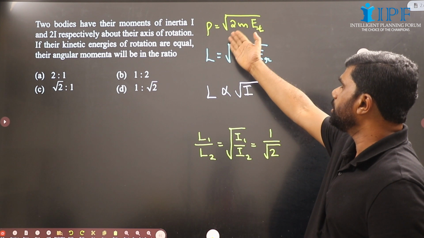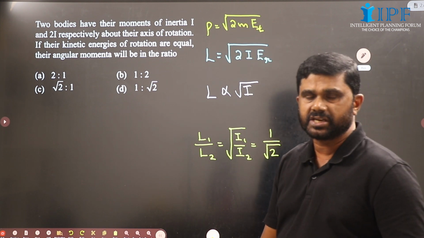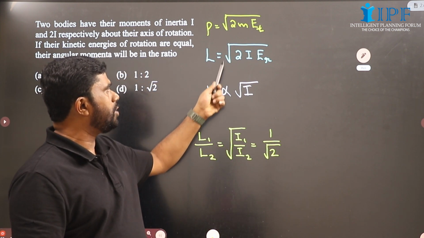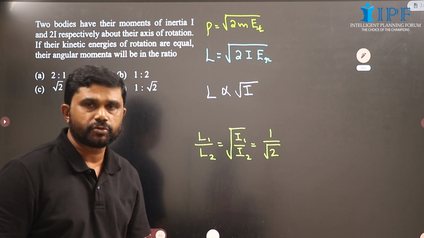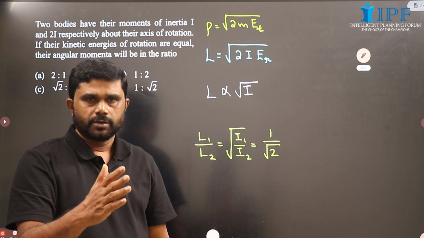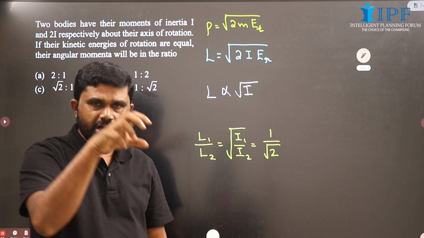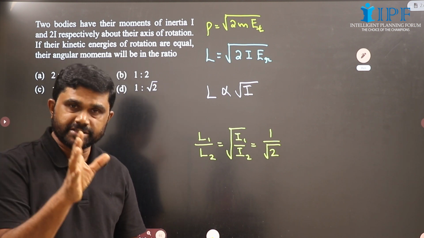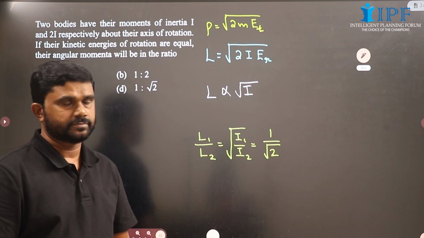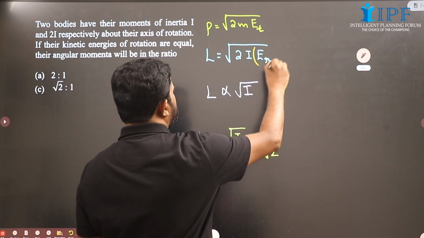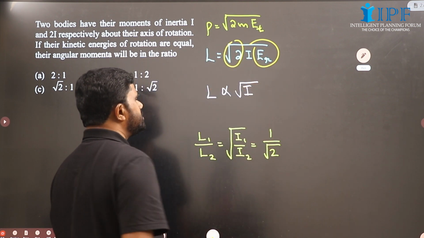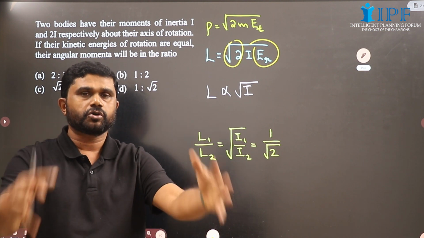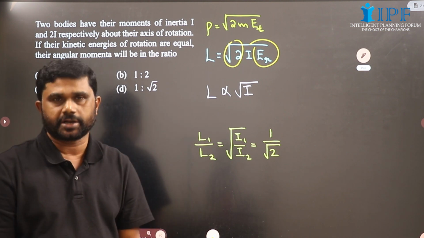See, linear momentum P equals under root 2m into translational kinetic energy. A similar relation we can write in rotational motion: L equals under root 2 into moment of inertia and rotational kinetic energy. We have two bodies, and as we move from one body to the other, there is no change in rotational kinetic energy, it remains the same, or constant. So we can say angular momentum is directly proportional to the square root of the moment of inertia in this particular case.